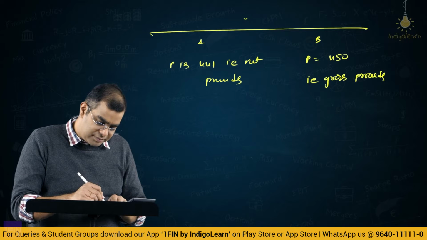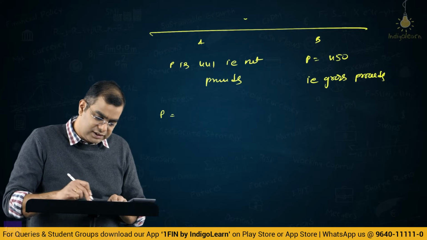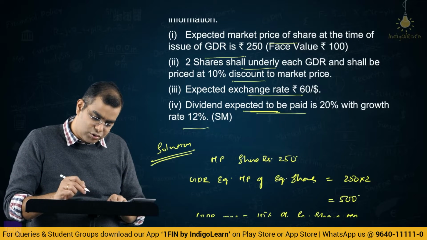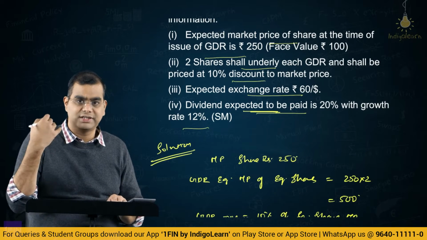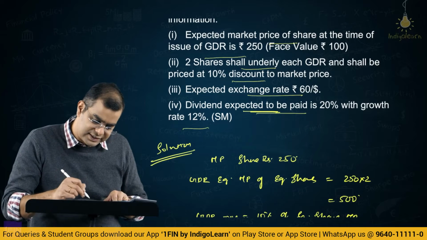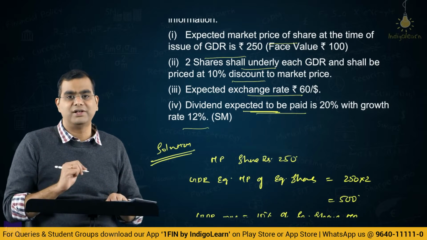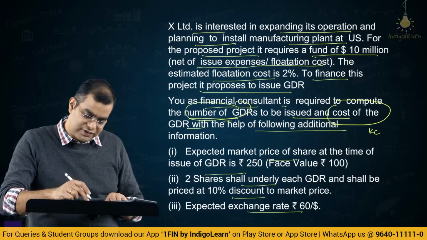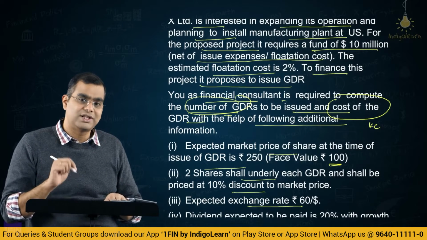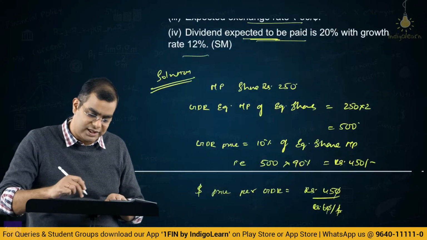So what is P? P is equal to D1 by KE minus G, right? What is D1? Dividend is 20%, with growth rate of dividend expected to be paid. So this is directly the expected future dividend. We can take this as 20% of the face value. Face value is how much? Face value is 100 per share. But then how many shares are there in a GDR? 2 shares are there in a GDR, right?